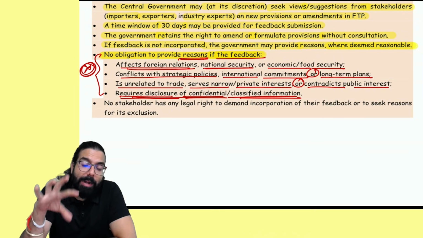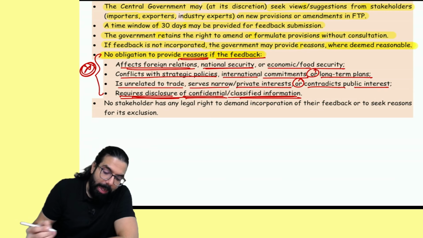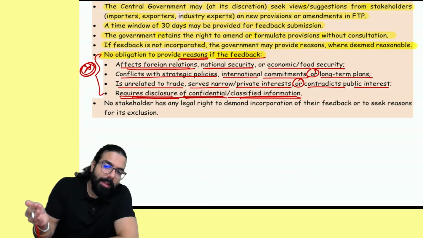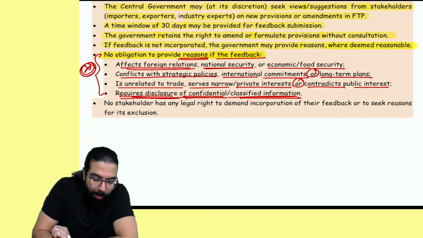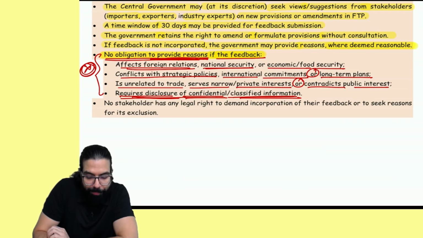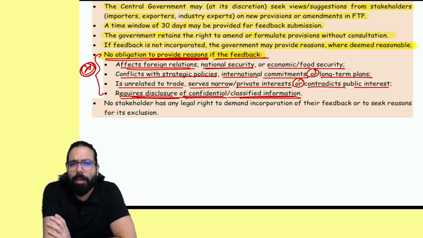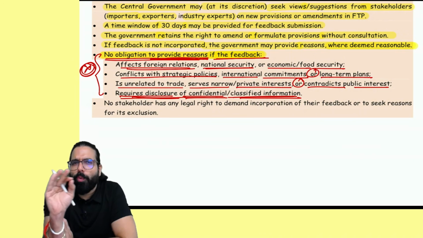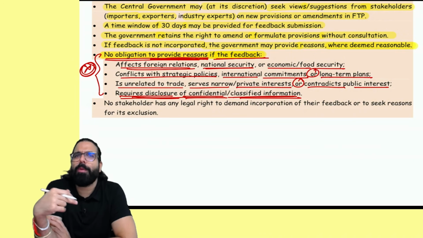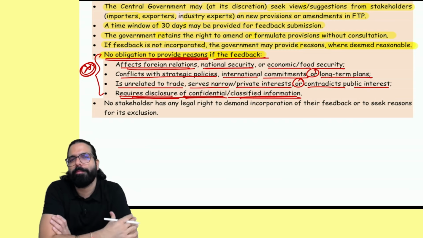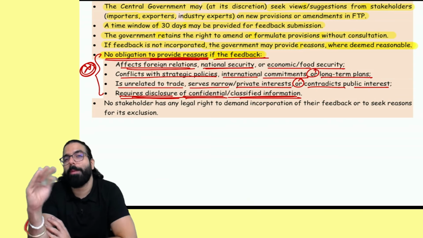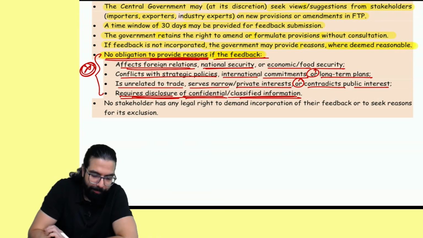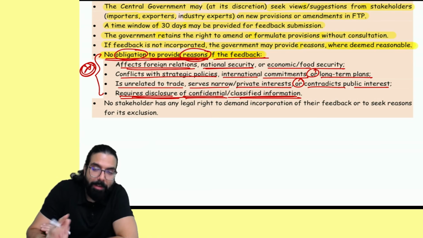What are the reasons for which there is no obligation to provide reason? What are the cases when, for feedback received from the industry, government will give no reason? Government is not under an obligation to give reason. What are the cases when government is not under an obligation to give reason? Here, there is no obligation to provide reason in these four cases.